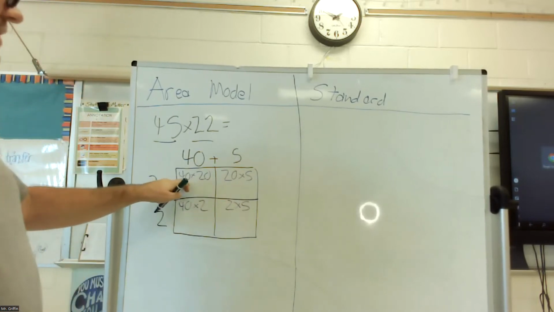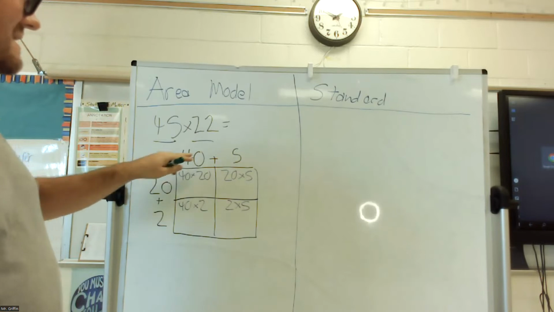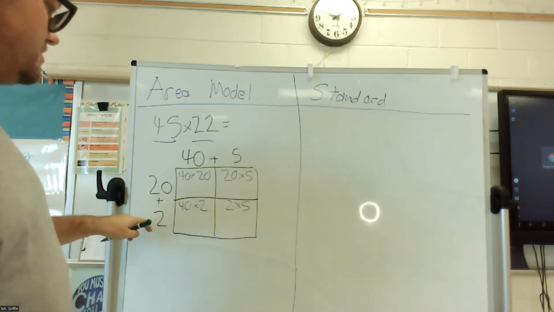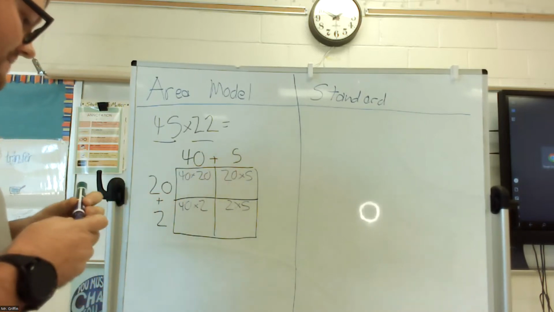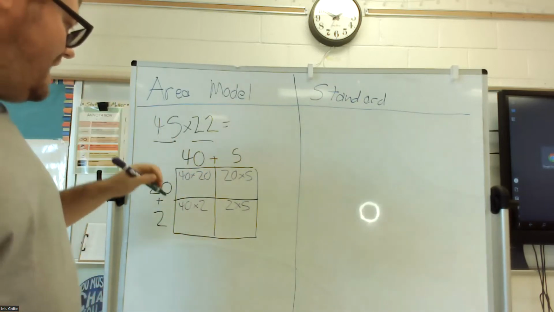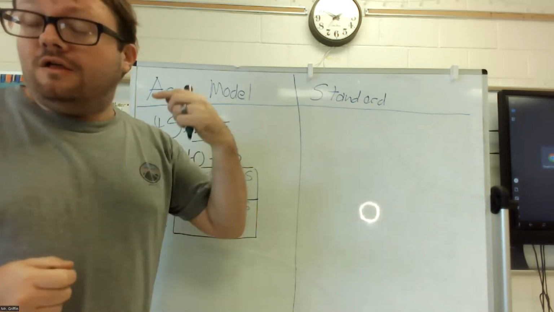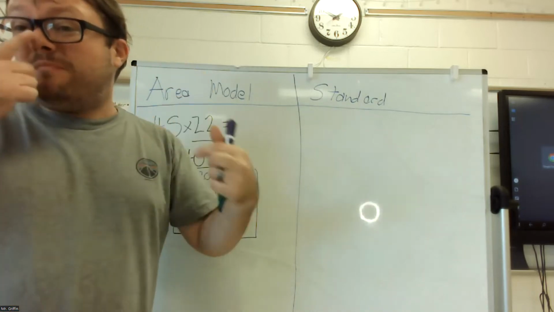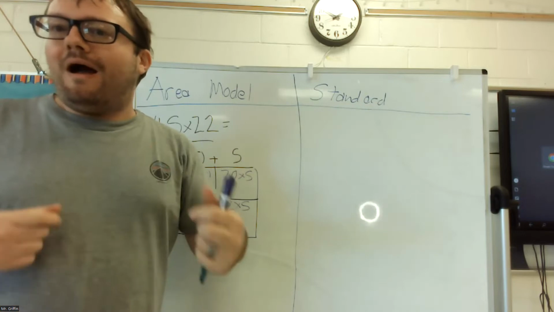Okay, so I have 40 times 20, 20 times 5, 40 times 2, 2 times 5. All right, so now I'm going to go through and solve each one. I use my knowledge of my math facts and my place value to help me solve it. My power is a 10.